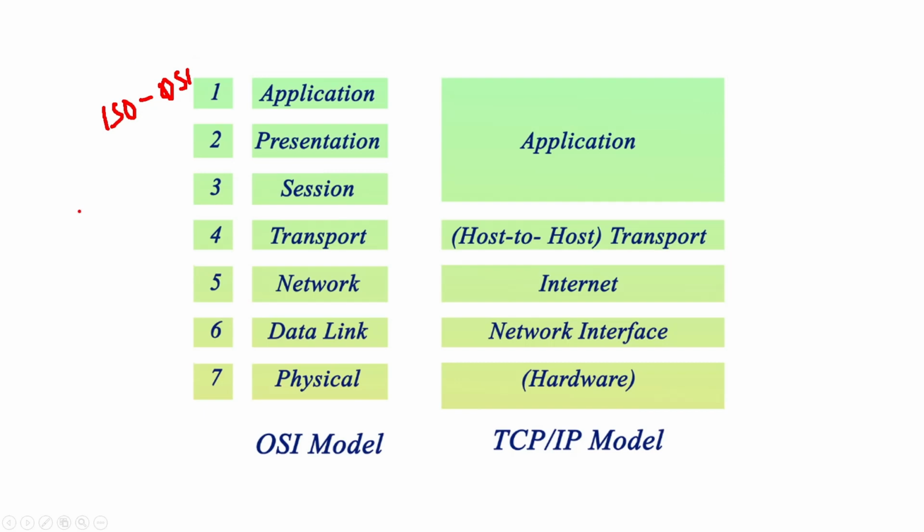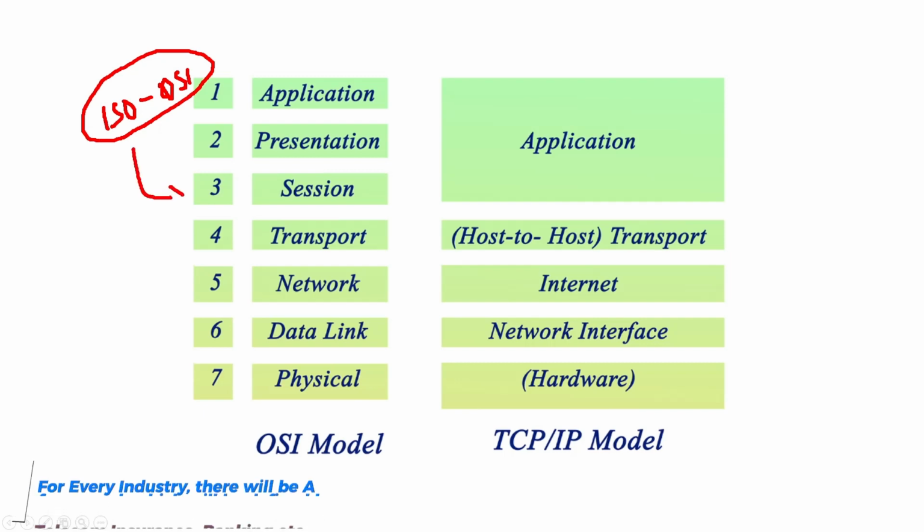Like any other industry, we have a model for networking also. For example, let us take the insurance industry. We have a framework for insurance, and for healthcare there is a framework, and for banking there is a separate framework, which has been defined by somebody. Similarly, we have the ISO OSI model, which has been defined for the networking industry.